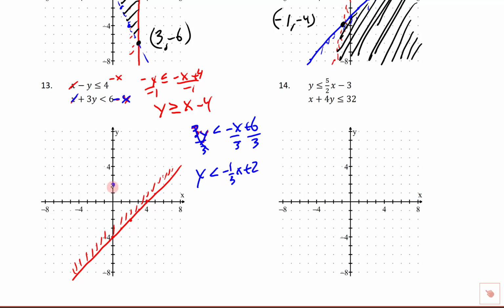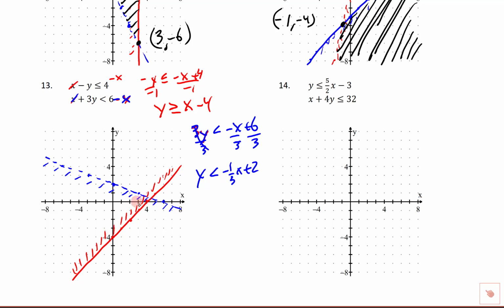Crosses at 2, and then we're going to go, let's see, we go down 1 and forward 3. Down 1 and forward 3. So it looks like this. Up 1 and back 3. So we're going to go ahead and draw it. Whoops. This is not a solid line. This is a dotted line. Okay, so we'll do a dotted line right there. And then we're going to shade below because this is y is less than. So if we shade below the line, that's going to be this area right in here.